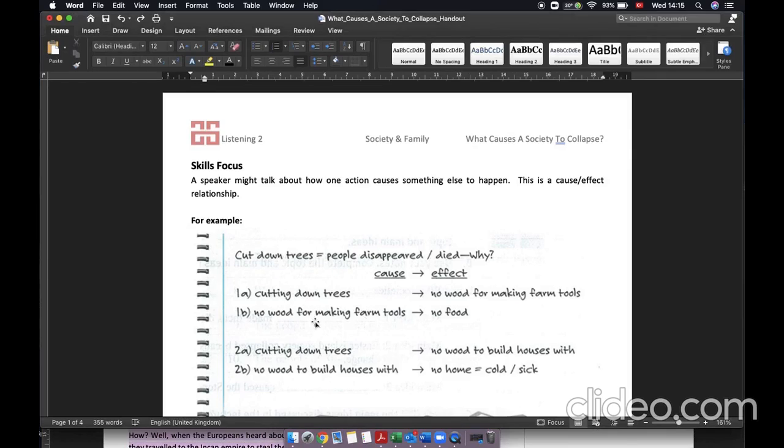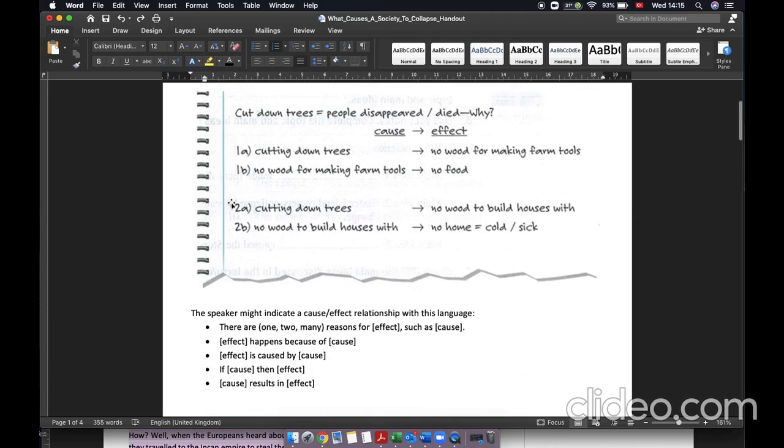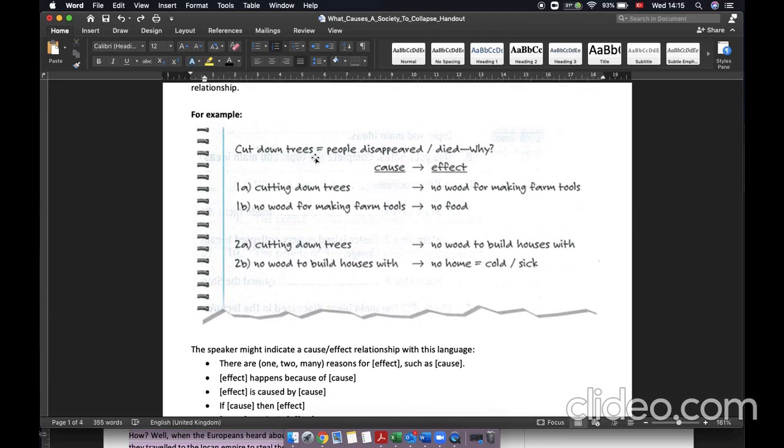Okay, let's have a look at the handout. It starts with the skills focus. So the skills focus is about the language that we use to explain causes and effects and the relationship between causes and effects. A speaker might talk about how one action causes something else to happen. This is a cause and effect relationship. For example, cut down trees, and this resulted in disappearance of people. So people died. Why?